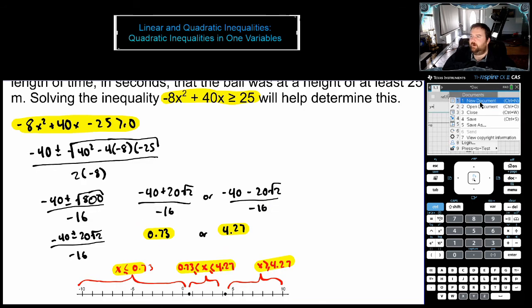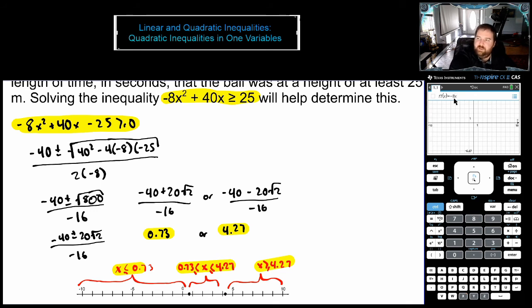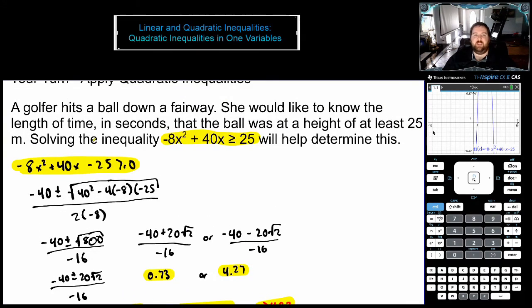All right, so we probably also want to do this graphically, so let's go ahead and try that. So we have negative 8x squared plus 40x minus 25. So there's our quadratic. Now we know that this is a golfer, right? And we're looking for the time in which it's more than 25. And so anything less than 25 is actually going to be below here. And so at 0 seconds, the height was actually 0, right? And it looks like from this point on, it was above 25. It was greater than 25.